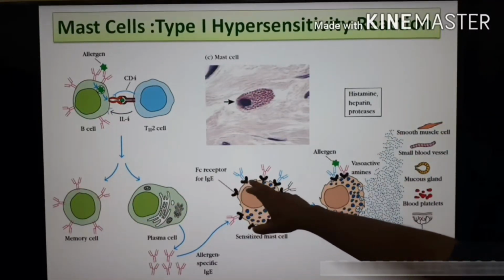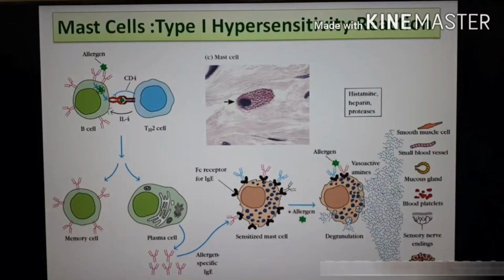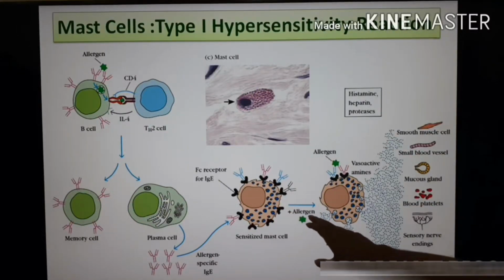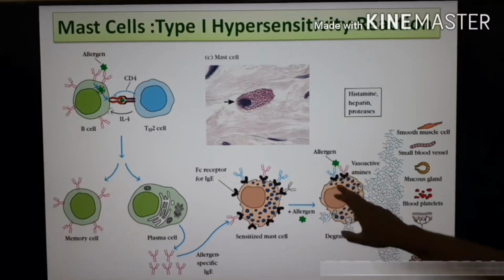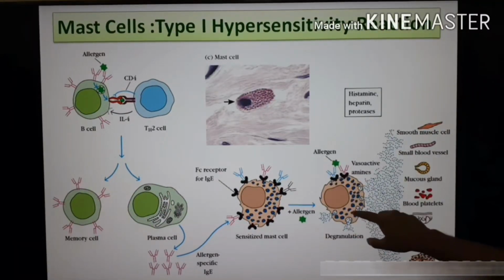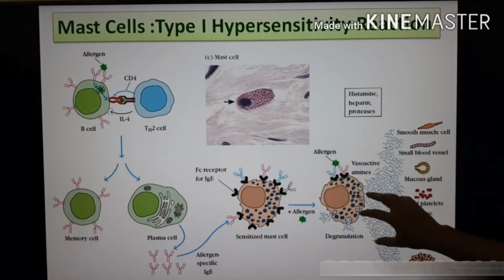These are high affinity IgE receptors, and these mast cells are called sensitized mast cells. If there is another attack of allergen, the allergen can cross-link the antibody and the degranulation process starts. So all the chemicals that are contained in the granules are released.